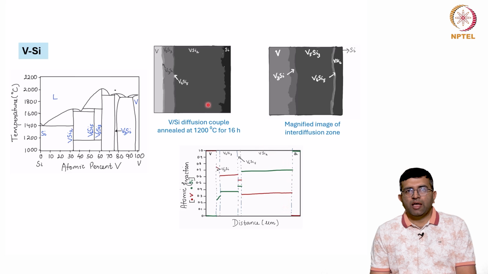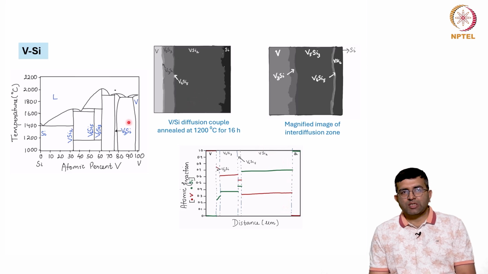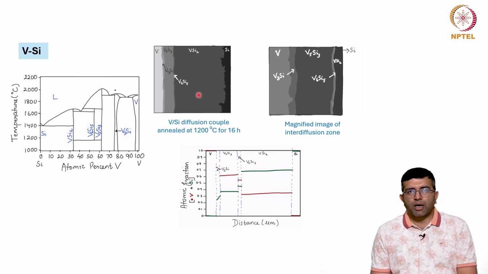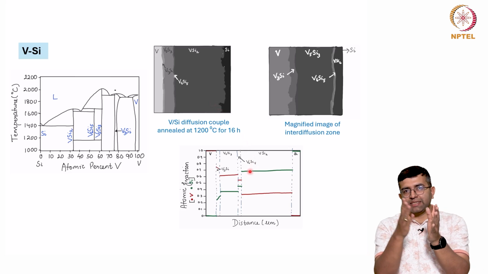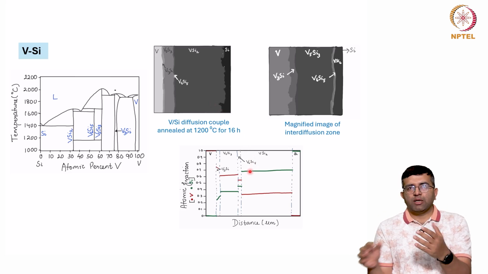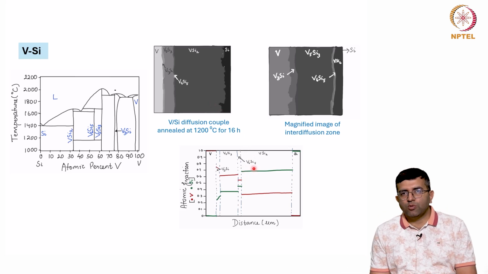As I said, the thickness does not correlate with the phase diagram, but when you draw the composition profile, there should be a correspondence here. We are not asking for exact correlation, but suppose somebody draws VSi2 as a very thin line, in this case it would be wrong.